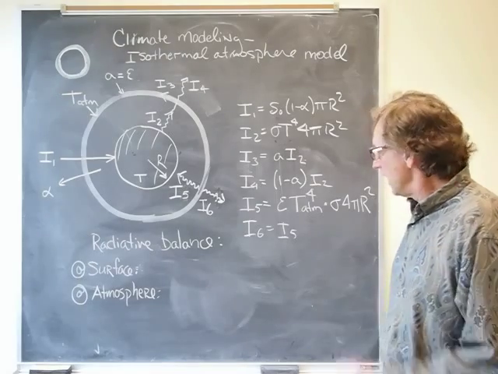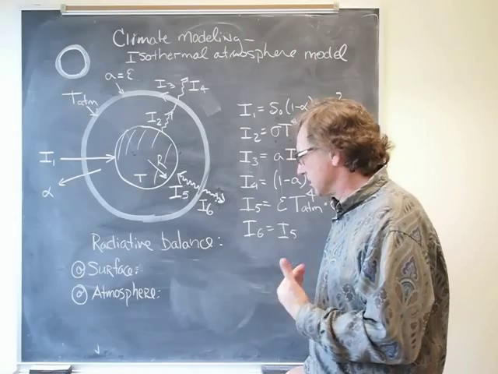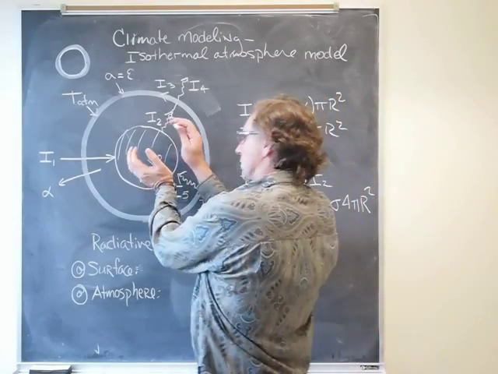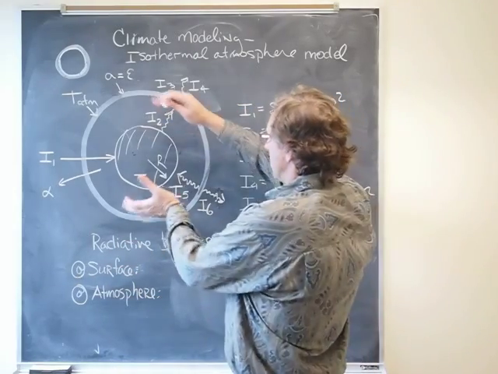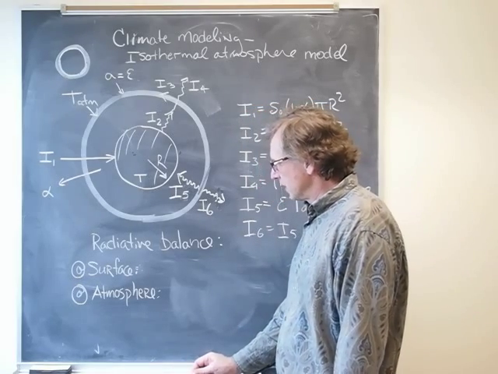And, okay, now the last bit of this is, what are the radiative balance conditions? And physically what we're going to say is I want the Earth to be in radiative balance, so it's neither heating up nor cooling down. And I want the atmosphere to be in radiative balance, so it's neither heating up nor cooling down.